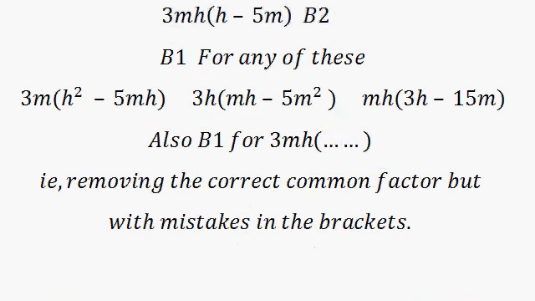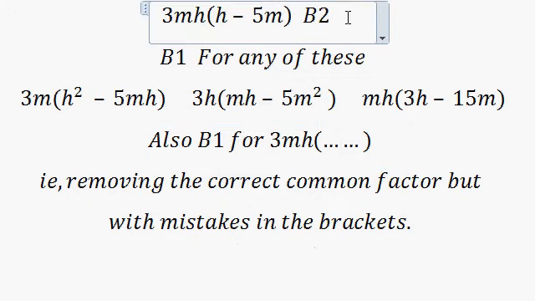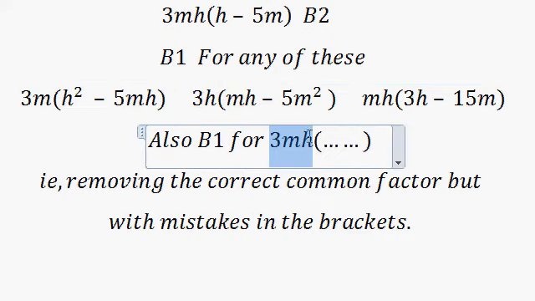Let's check the mark scheme to see if we got it correct. 3mh times, in brackets, h minus 5m. If you got that, give yourself 2 marks. Give yourself 1 mark if you got part of the way there. So if you wrote down this, or factorizing out 3m, or factorizing out 3h, or factorizing out mh. So you had to have factorized out 2 out of the 3 things. Also, you get 1 mark if you factorized out 3mh, but then you wrote the wrong thing inside the brackets. But if you didn't get the correct answer, you don't get all 2 marks. And if you did, you get both marks.